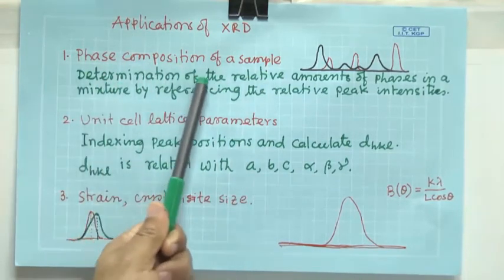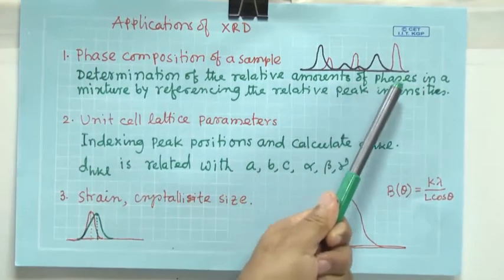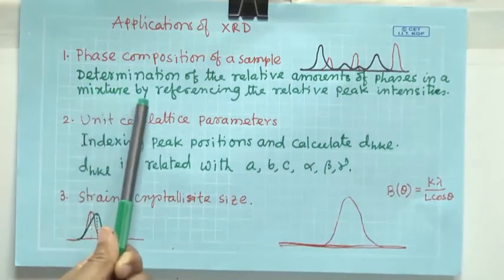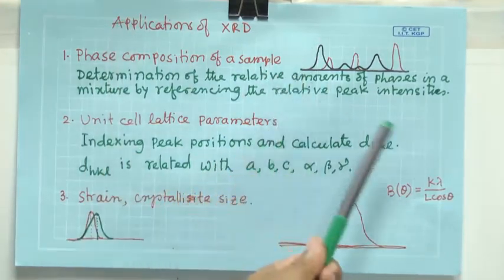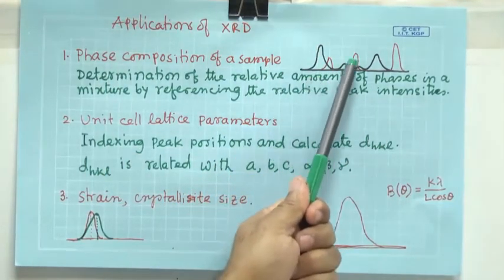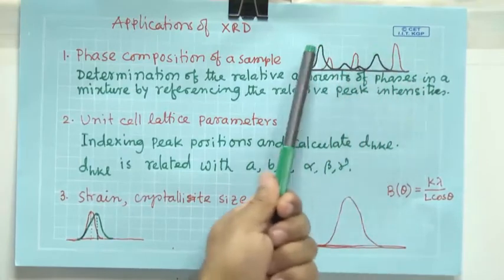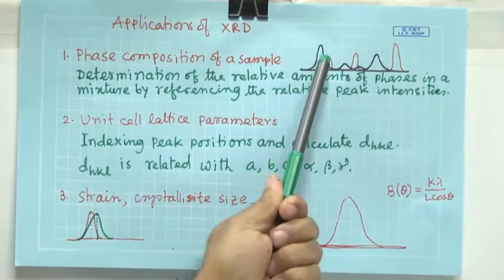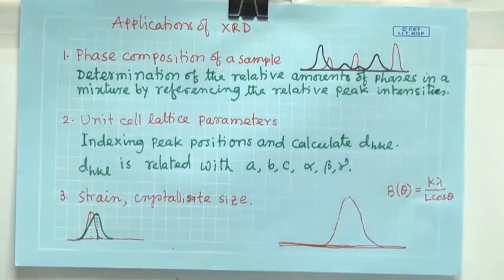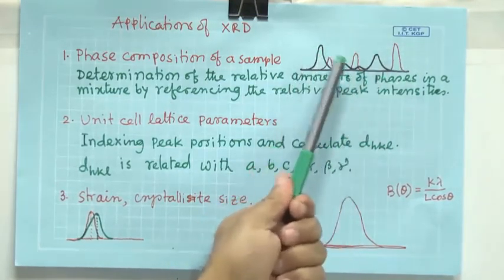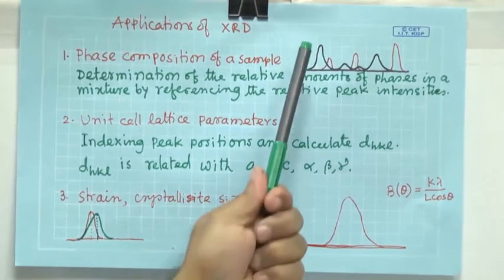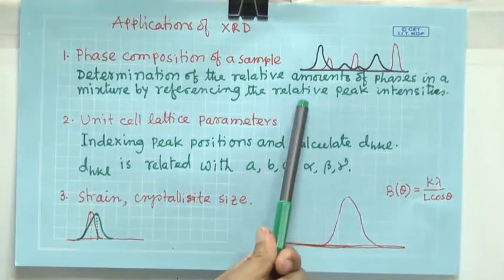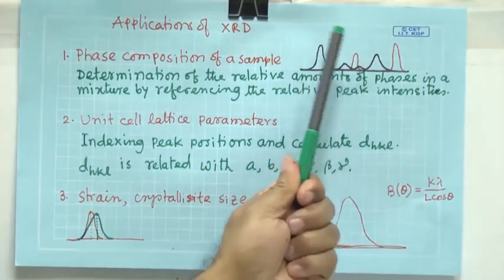So, it is the determination of the relative amounts of phases in a mixture by referencing the relative peak intensity. First, if you take this XRD pattern, I have shown one in red and another in black. One set of Bragg peaks is red and the other is black. This one is for copper and the other is for aluminum. Now, you just raise these two peaks.